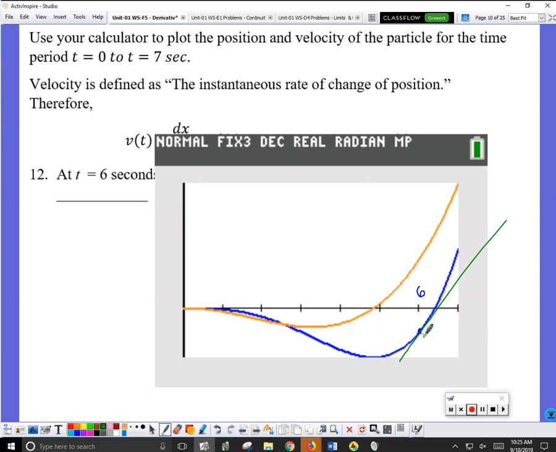Okay. That's the tangent line. That slope is the instantaneous velocity. The secant slope was the average velocity. Tangent slope is the instantaneous velocity. That's it. Question? Let me show you how to find that on your calculator.